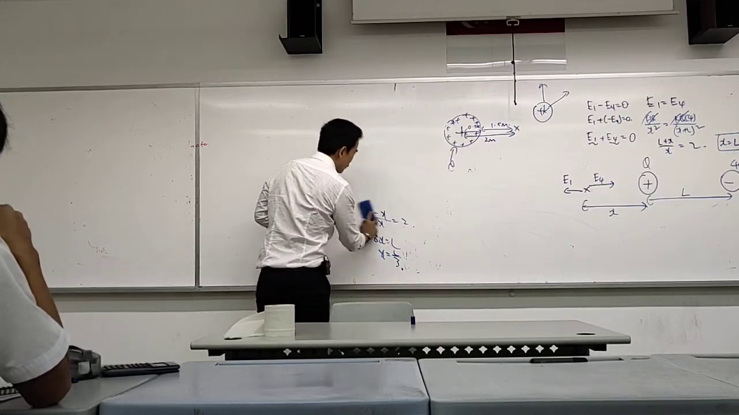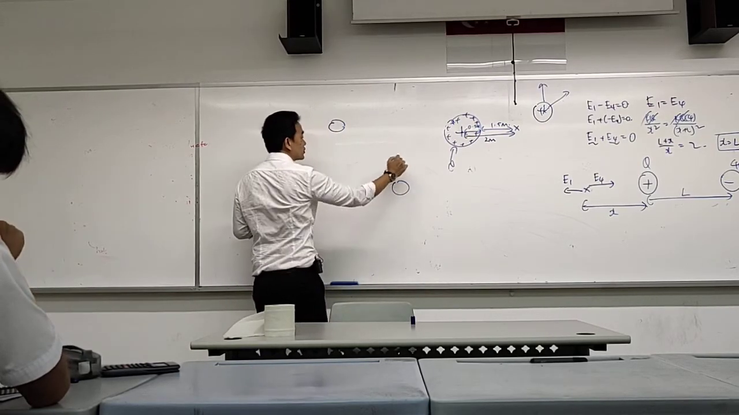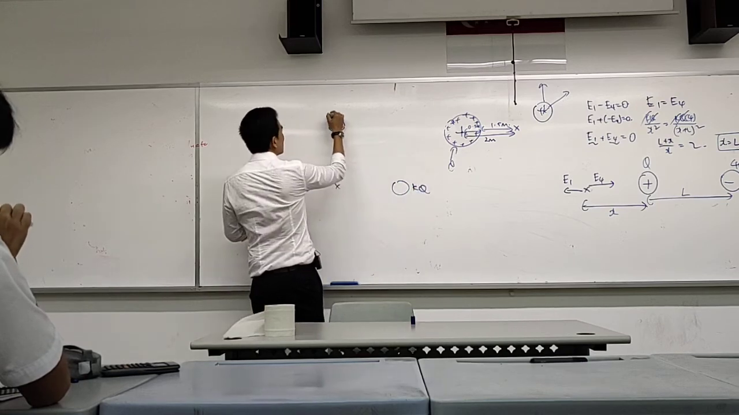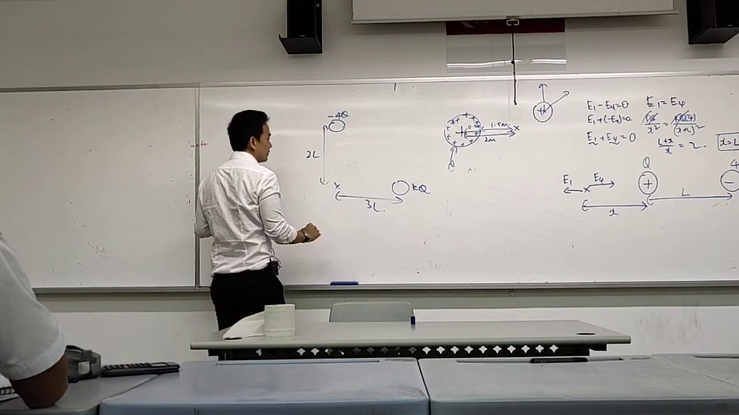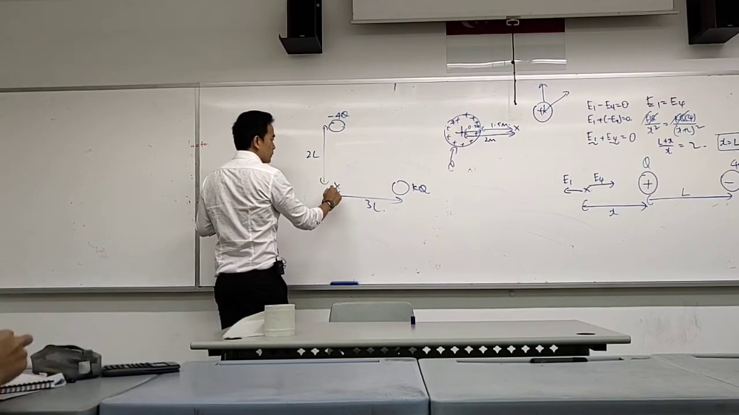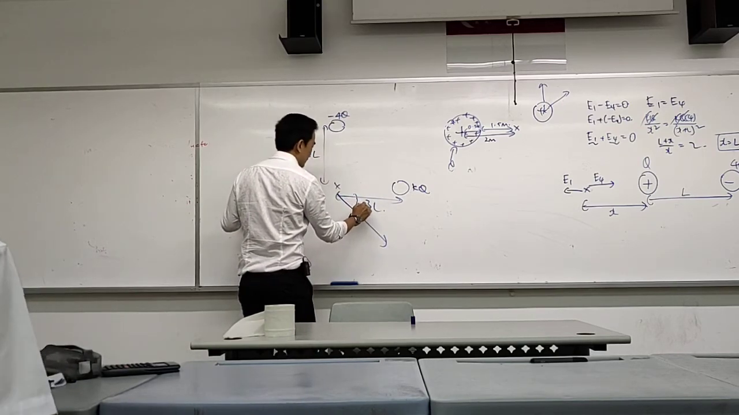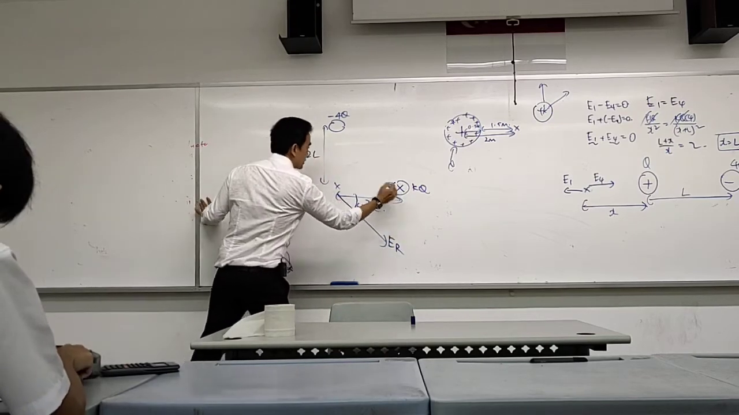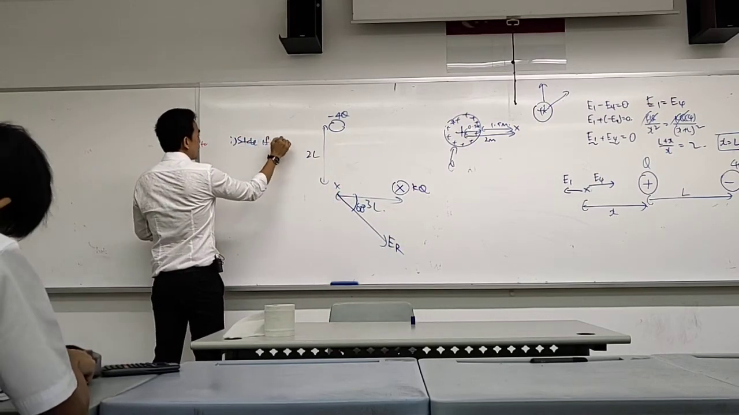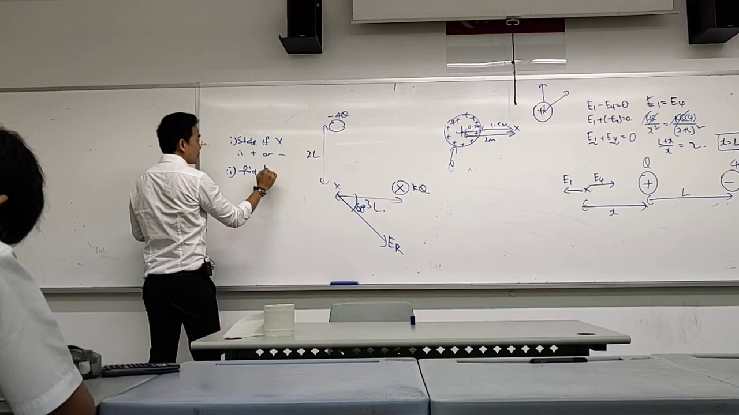You have done this in gravitation before, just that there is an additional point about negative charge and positive charge. KQ, this is negative 4Q, this is 2L, this is 3L. This is E resultant. This is charge X. State if X is positive or negative. Find K.